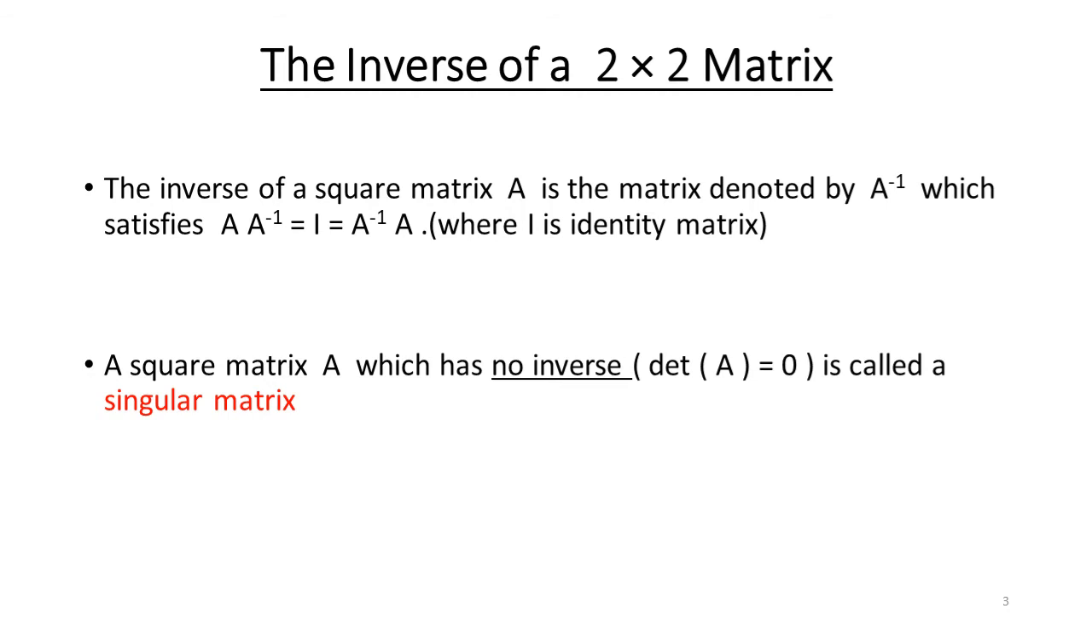Next, the second one: a square matrix A which has no inverse is called a singular matrix. A square matrix will have no inverse when the determinant value of that matrix is 0. If the determinant of that matrix is 0, then there will be no inverse. The inverse does not exist. Such types of matrices are called singular matrices.